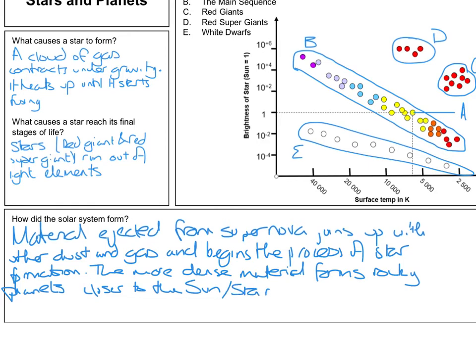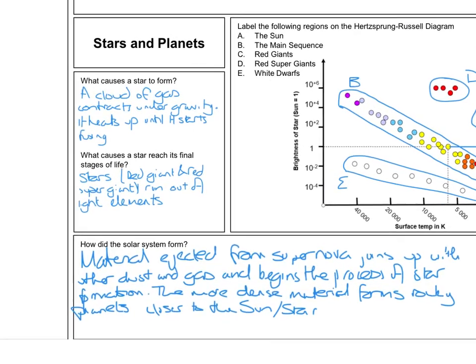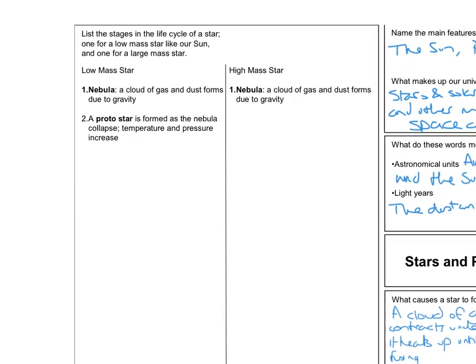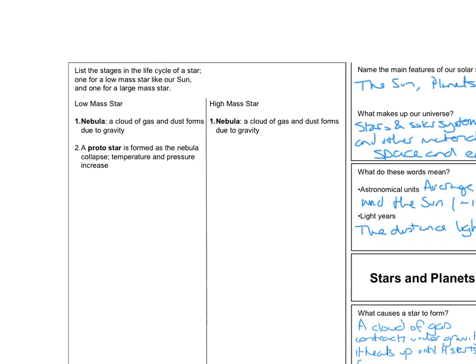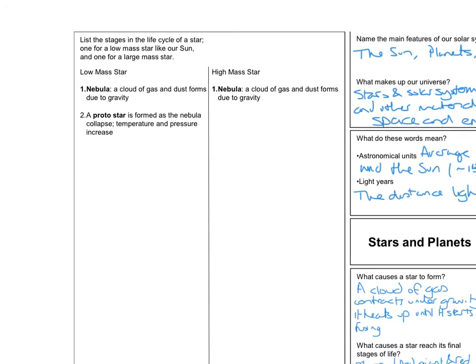Okay, so you might want to pause that there to make sure you get the correct answers, and then finally we're going to go over and we're going to look at this part. It says list the stages in the life cycle of a star. One for the low mass star, so that's going to be this side, and one for the large high mass star, over this side. All right, so I'll do the low mass star. You can see I've already started.